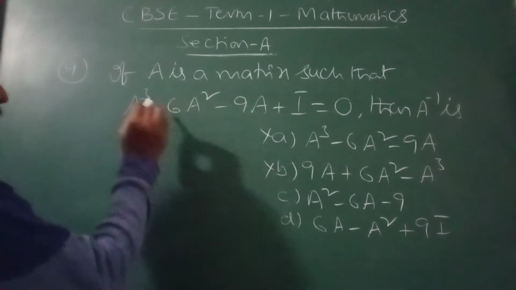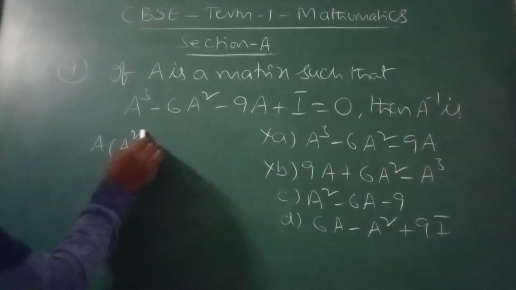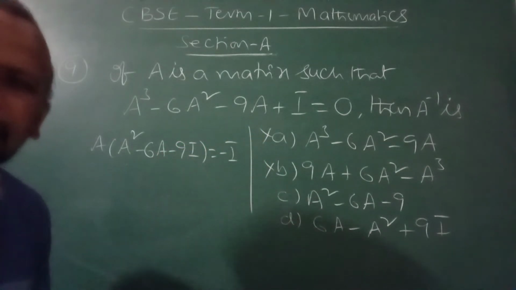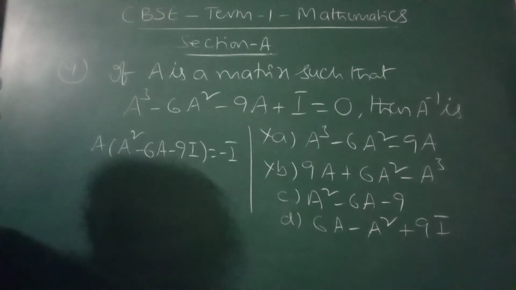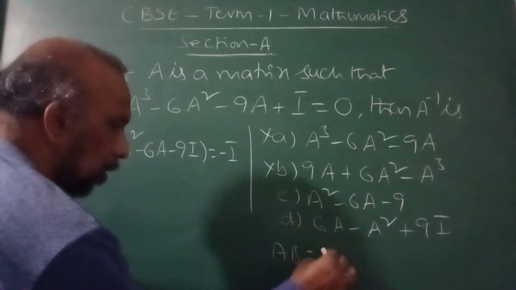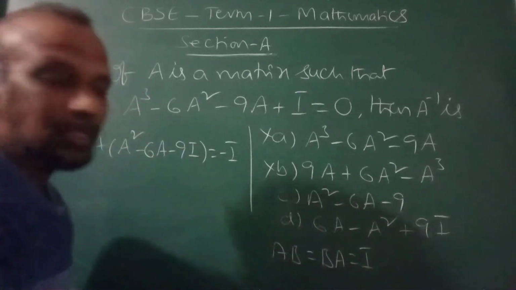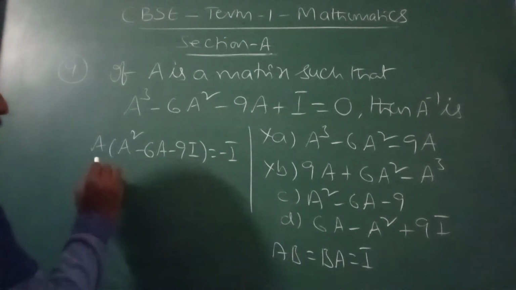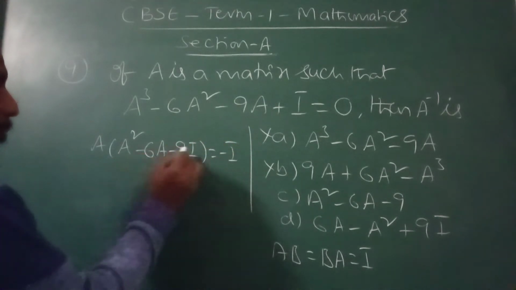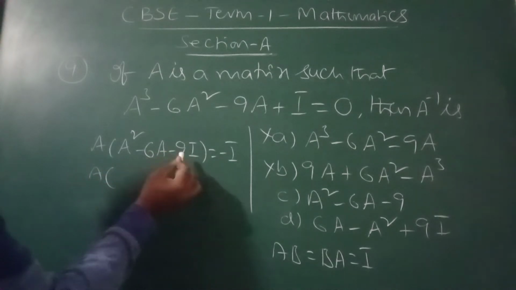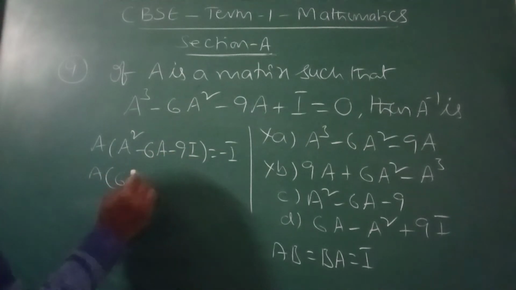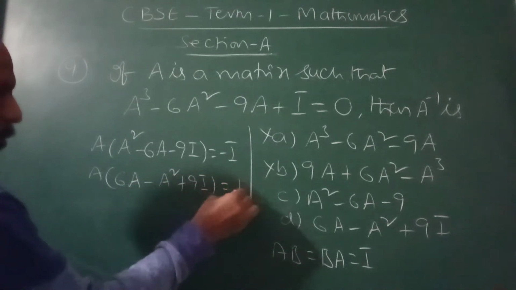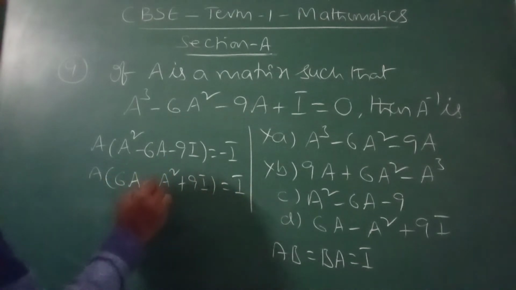In this one, can I take A common here? If I take A common, A square minus 6A minus 9I equal to minus I, right? Just I have taken A common. Because we know that if AB is equal to BA is equal to I, one is the inverse of the other. If AB equal to BA equal to I, one is the inverse of the other. So using the same concept, AB equal to minus I. But I want I, so I multiply with the negative, then I will get this one. If I multiply with the negative, I can write minus A square plus 6A plus 9I, which is equal to I. Then AB equal to I, this is B, so option D.